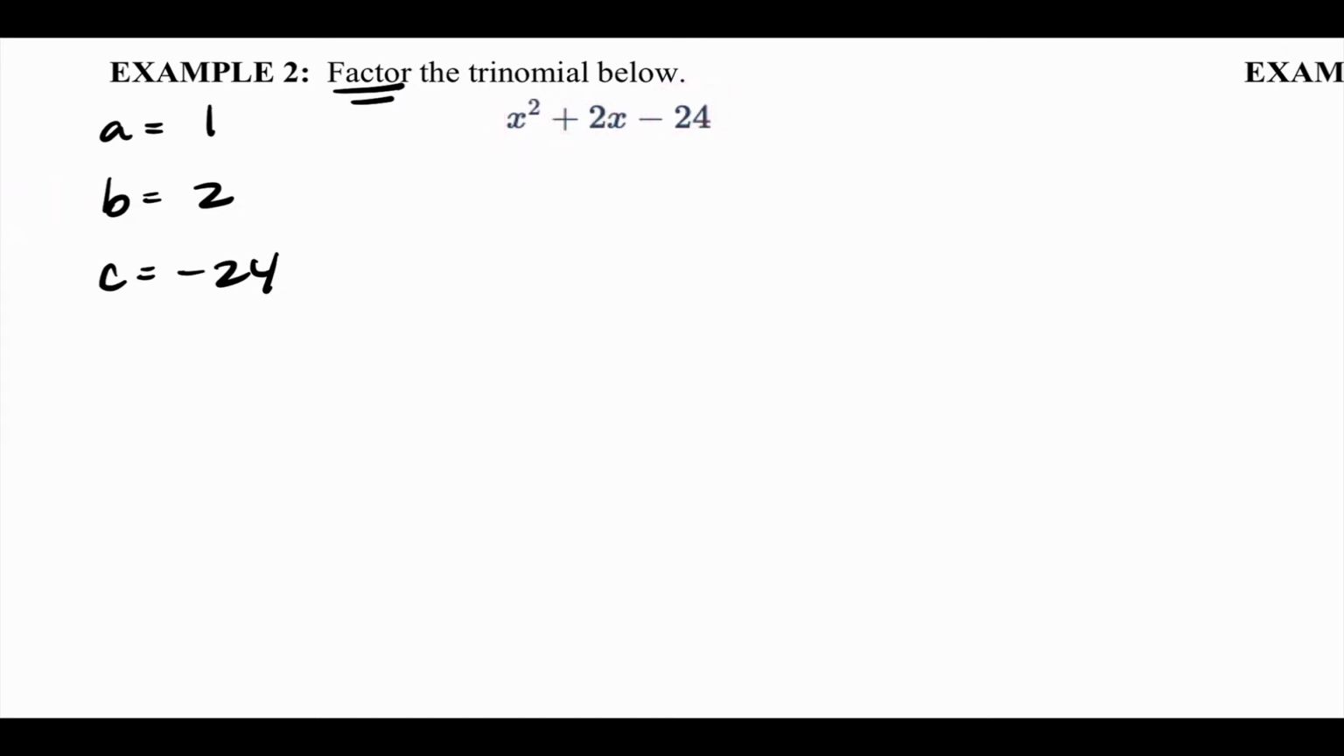Okay. Now we go to our X. The top is multiplication. The bottom is addition. So the top, A times C. Top is always A times C. Well, -24 times 1 is just -24. The bottom is always going to be just B by itself, positive or negative. So this one's a +2. So now I got to play that X game again. What two numbers multiply to be -24, but when I add them together, they also equal 2?